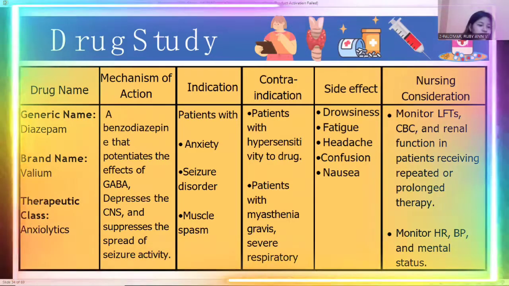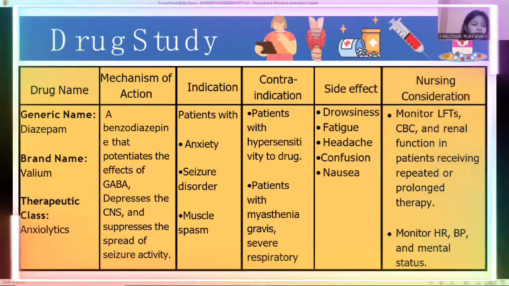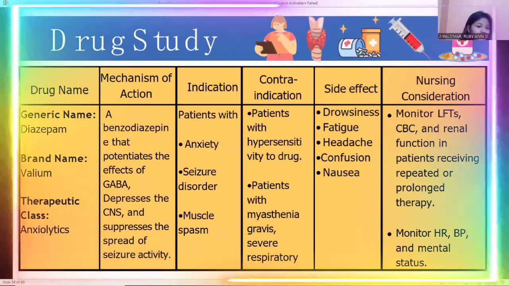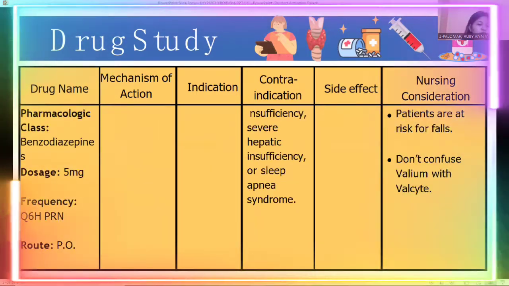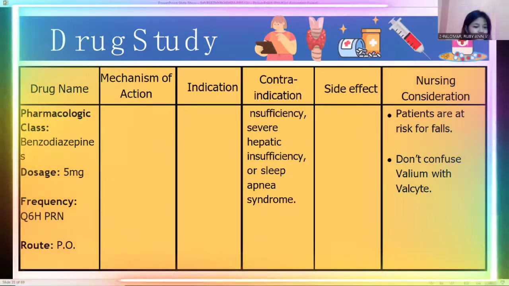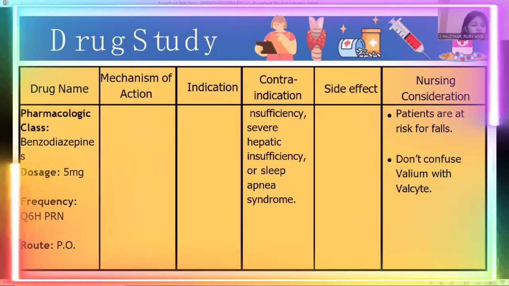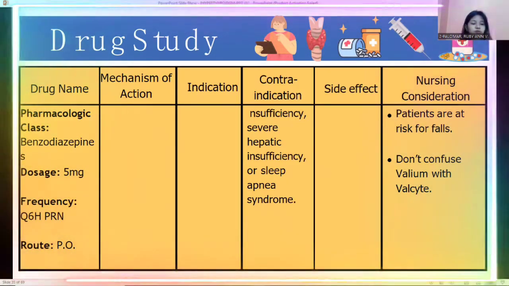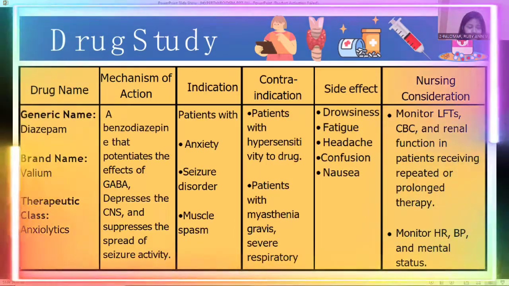Next medication is diazepam. Brand name is Valium. Therapeutic class is anxiolytics. Pharmacology class is benzodiazepine. Dosage is 5 mg. Frequency is Q6H PRN. Route of administration is PO.